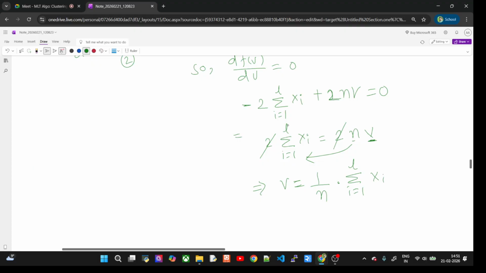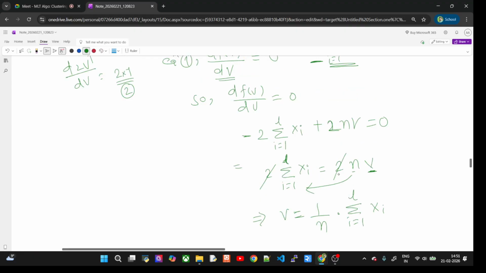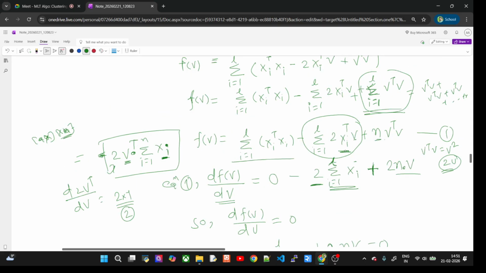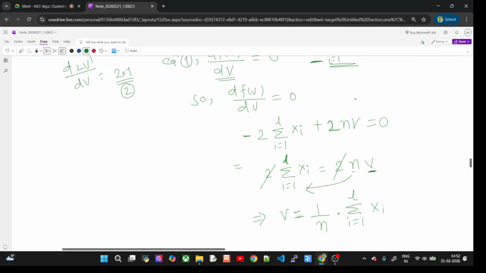Sorry, I should not take n because we decided to take L. L is the number of your points. So the summation of i equal to 1 to L is going till L, so it should be L times, not n times. So instead of x1 till xn, I am telling x1 till xl. Okay, so L times v, so it's L instead of n. So this n is L.